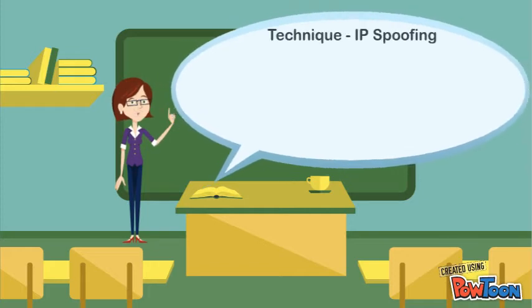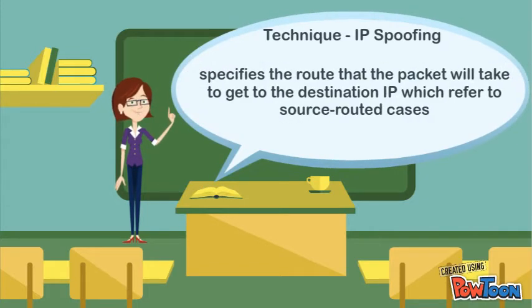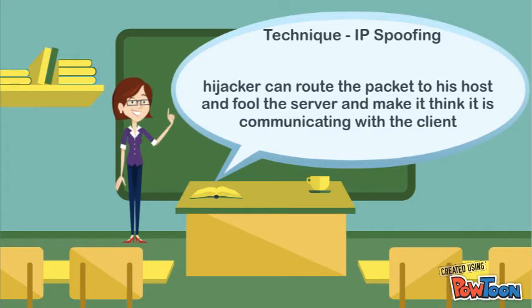The hijacker will also specify the route that the packet will take to get to the destination IP, which refers to source routed cases. Using these source routed packets, the hijacker can route the packet to his host and fool the server into thinking it is communicating with the client.